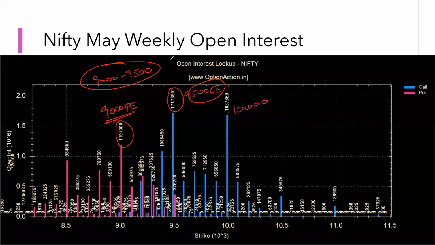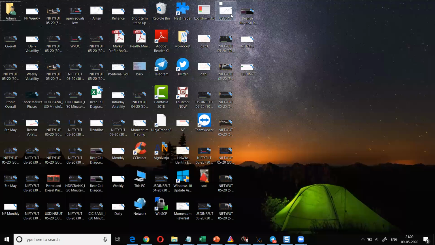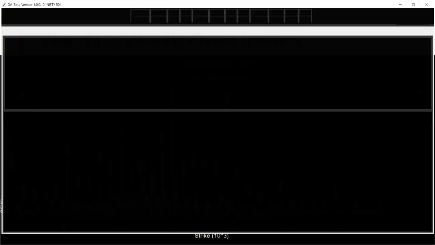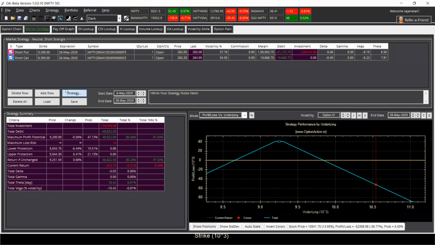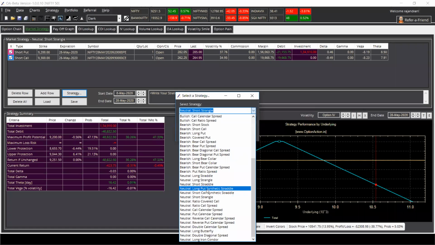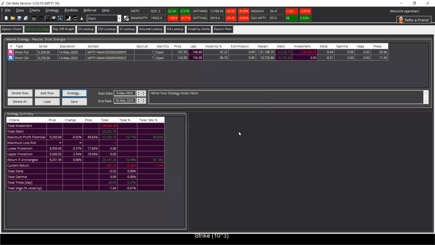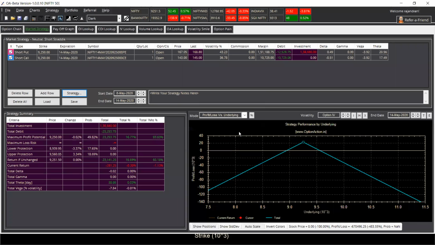You can confirm this by putting some straddles or strangles. So let me add some weekly strangles. All right, let's see what the weekly strangle is all about. If I try to add a strangle or straddle, let me first put a straddle. From the short straddle, what you can measure here is what option writers are thinking for the next week of the expiry, that is on the 14th of March.